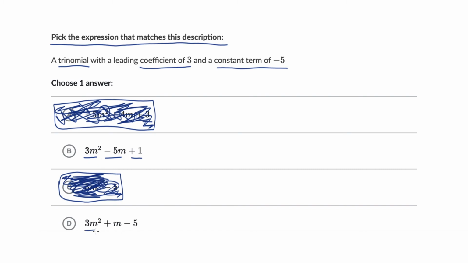Let's underline the terms for better viewing. So these are both trinomials. They both have a leading coefficient of 3, right? Both have leading coefficients of 3. But here's where they differ: in a constant term of -5. -5. So which one has a -5? It's this one. Oh my goodness.